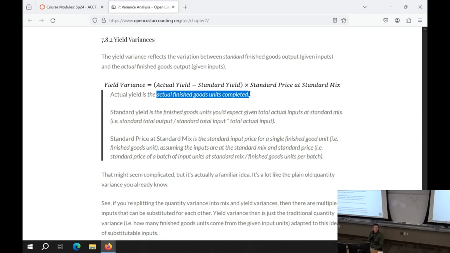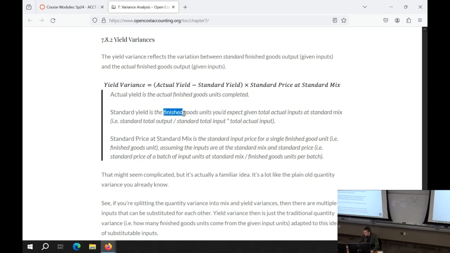So that sounds like actual quantity, right? Sounds like it. It's not. It's actual finished goods units. Actual quantity throughout 7-1 has meant actual quantity of direct materials or actual quantity of direct labor, the input, not the output, which is finished goods. Yield flips that and says, since we're going to deal with all the substitutable inputs in the mix variance, we're going to measure how many finished goods we actually produced given that mix of hours or chemicals or whatever. So actual yield is the actual finished goods units completed.